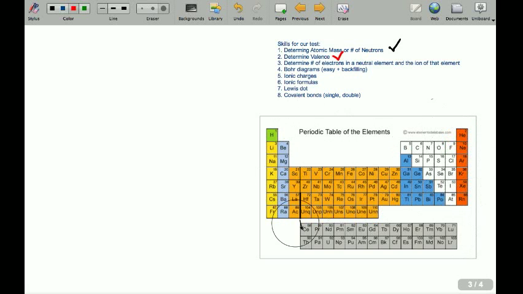All right, the next one is determining the number of electrons in a neutral element and determining the number of electrons in the ion of that element. So let's use K right here.